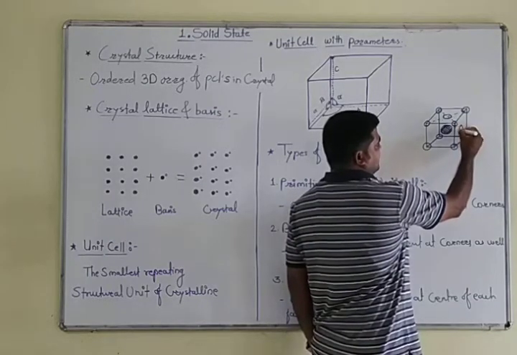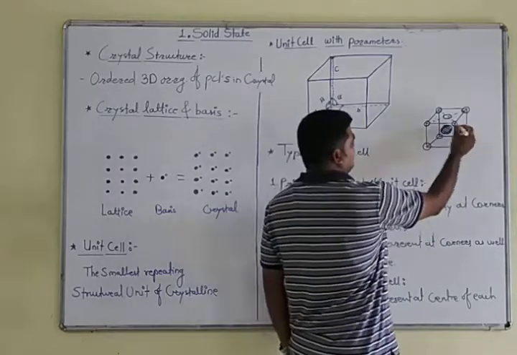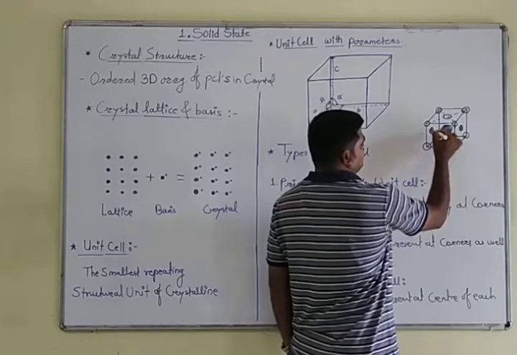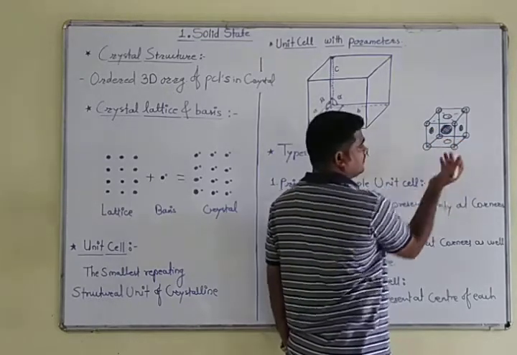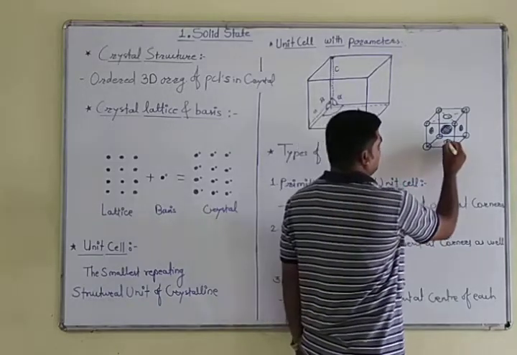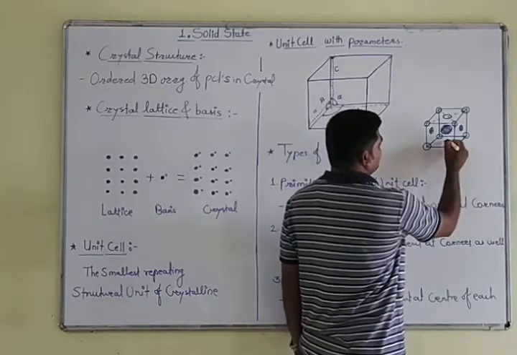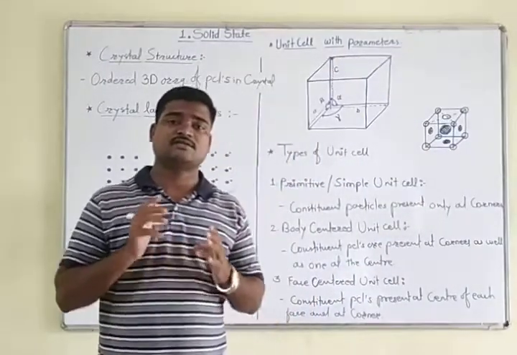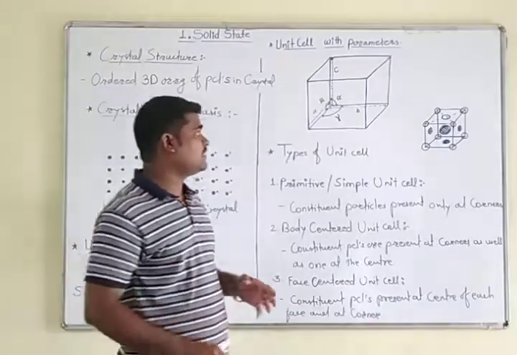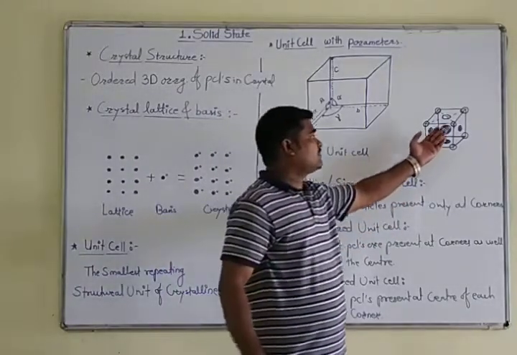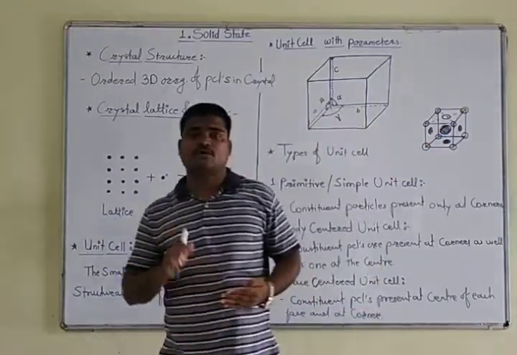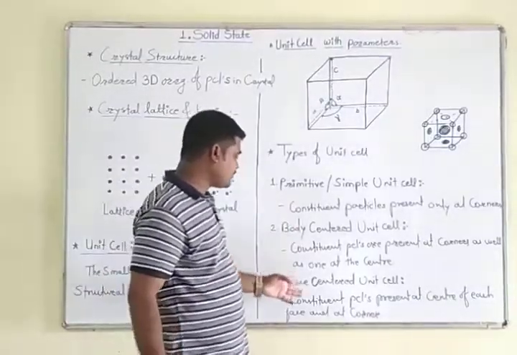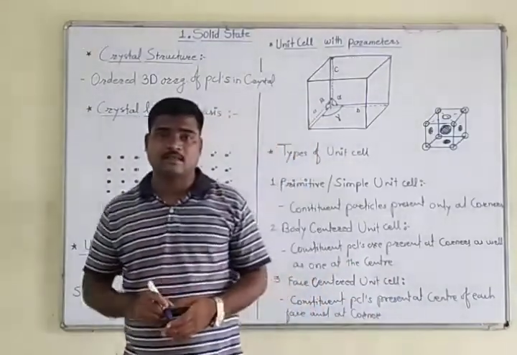Suppose this is the face, and here the particle present at the center I have shown again. This is again the lower face, and here also the particle is present at the center. So these are the faces. This is the face centered unit cell, and like that the front face and back face also have a particle. So this is the third type of unit cell, the face centered unit cell.